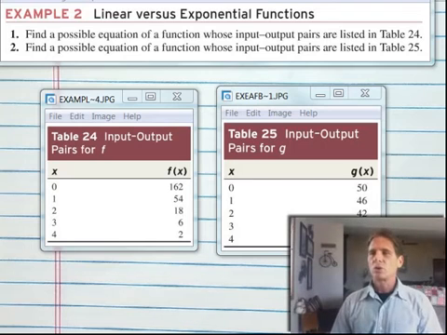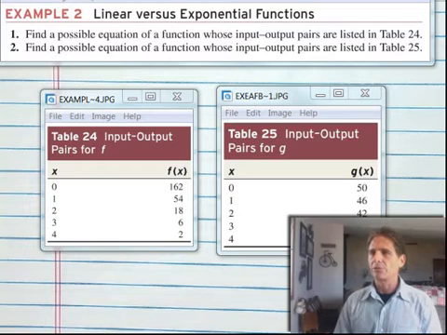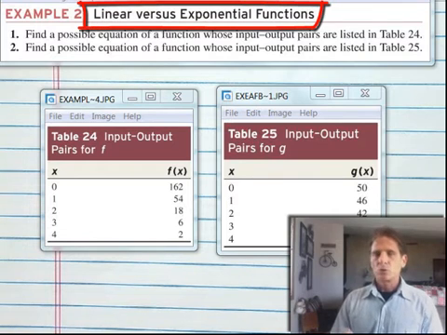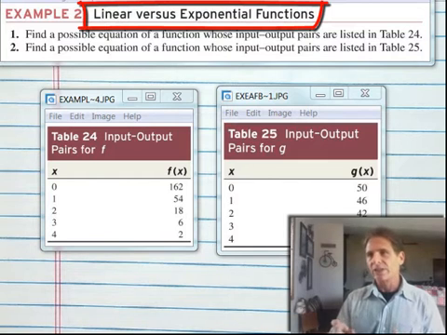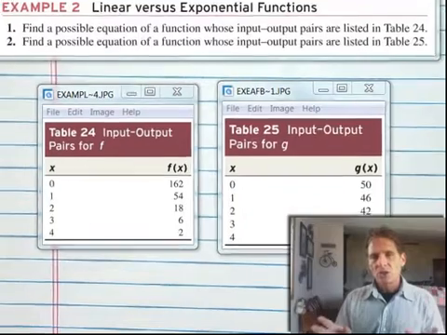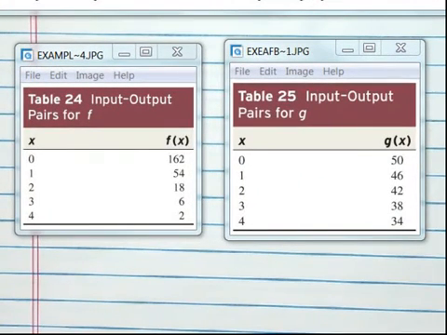In example 2, we're taking a look at two tables of data, table 24 and table 25 here. One table will be a line or linear function, and the other table will be an exponential function. Can you guess which would be which?